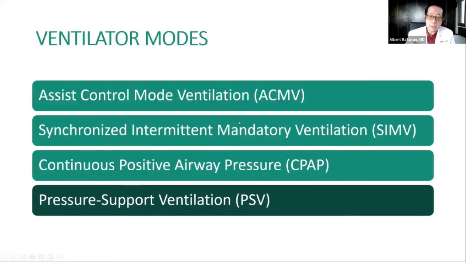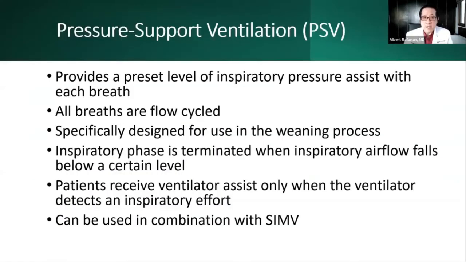So let's talk about pressure support ventilation. Usually we use this with the newer ventilators. Almost all ventilators have this now. We use this for weaning extensively. It provides a preset level of inspiratory pressure assist with each breath. All breaths are flow cycled. As we mentioned, with flow cycling, when a certain amount, 1/3 of the flow, is detected, then the machine cuts off. Okay, it doesn't give any flow anymore.